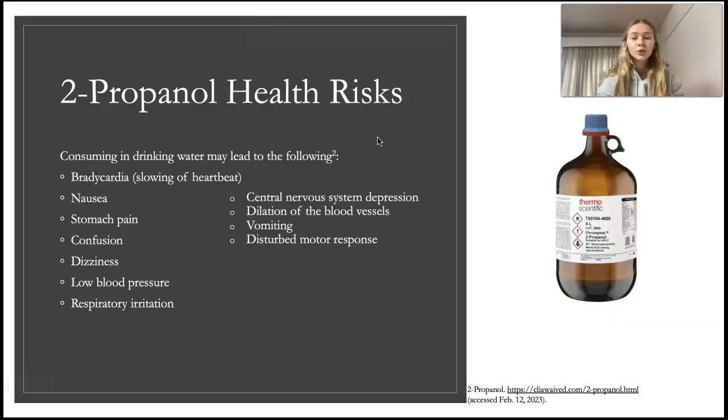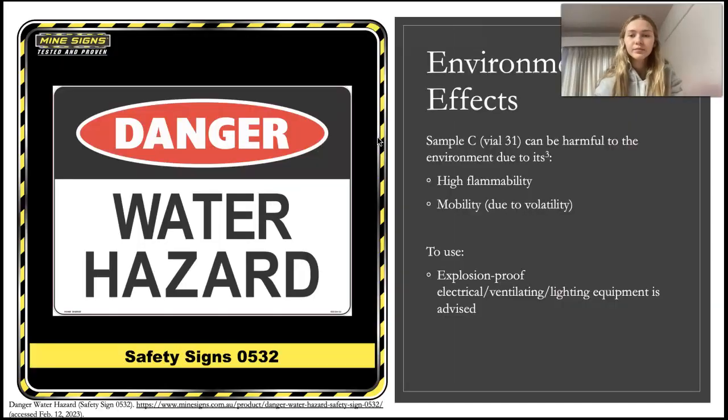So, some health risks from 2-propanol. According to health risks when using isopropyl alcohol, when consuming and drinking water with 2-propanol in it, you might experience slowing of heartbeat, nausea, stomach pain, confusion, dizziness, low blood pressure, respiratory irritation, central nervous system depression, dilation of the blood vessels, vomiting, and disturbed motor responses. So as you can see, it is pretty detrimental to health.